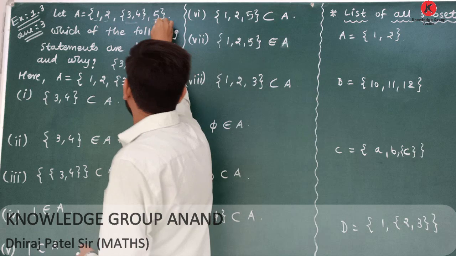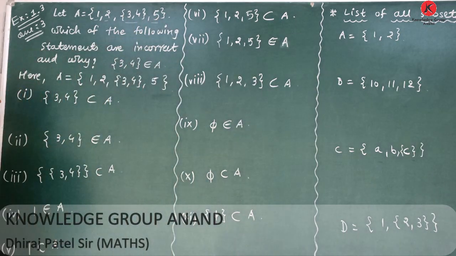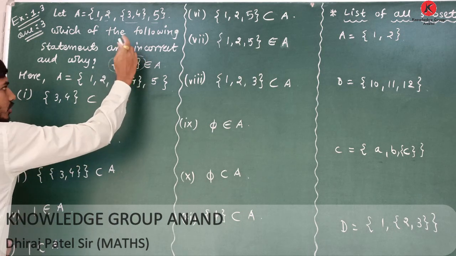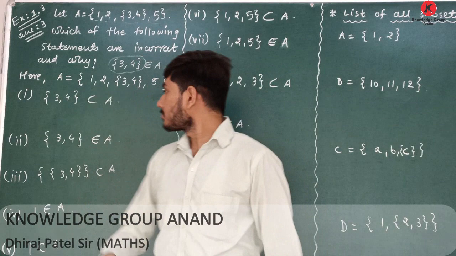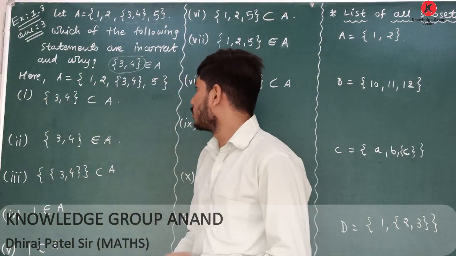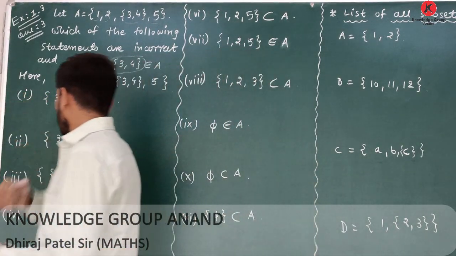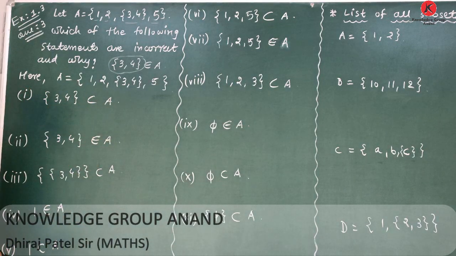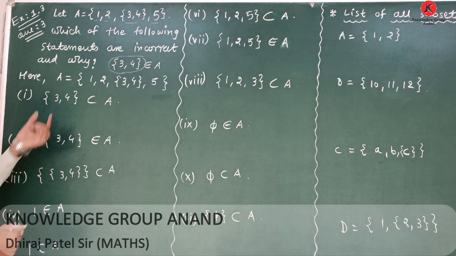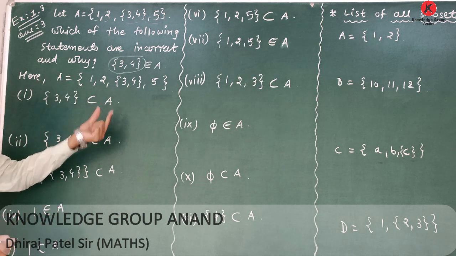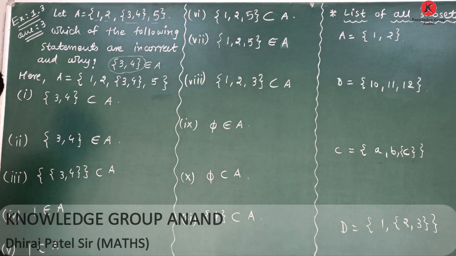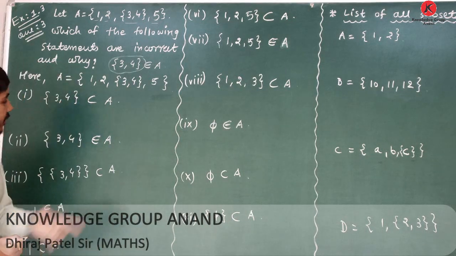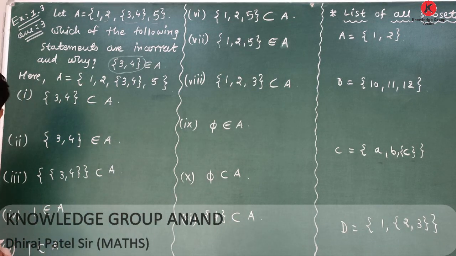Clear? And the 5, this one, 4th element. Okay, total 4 elements are there. This is only a single element. Okay, not any subset here. Now here it is given set A is 1, 2, 3, 4 and 5. The first question is {3, 4} is a subset of A. We know that {3, 4} is the element of set A, not a subset of set A. It is not a subset of set A.